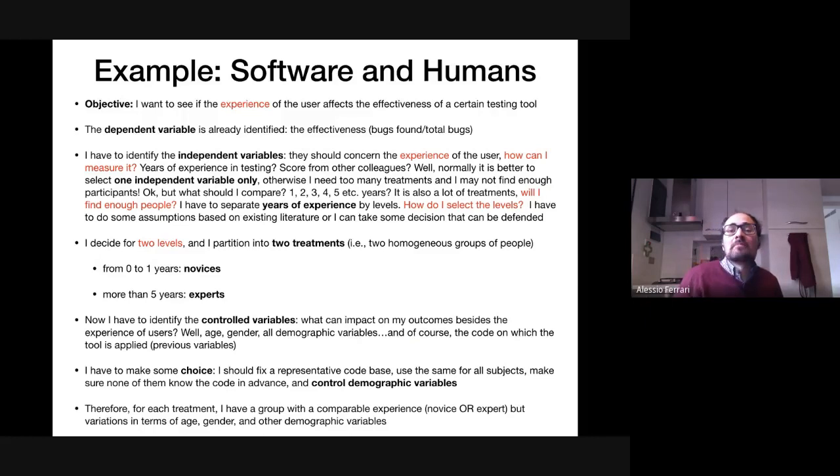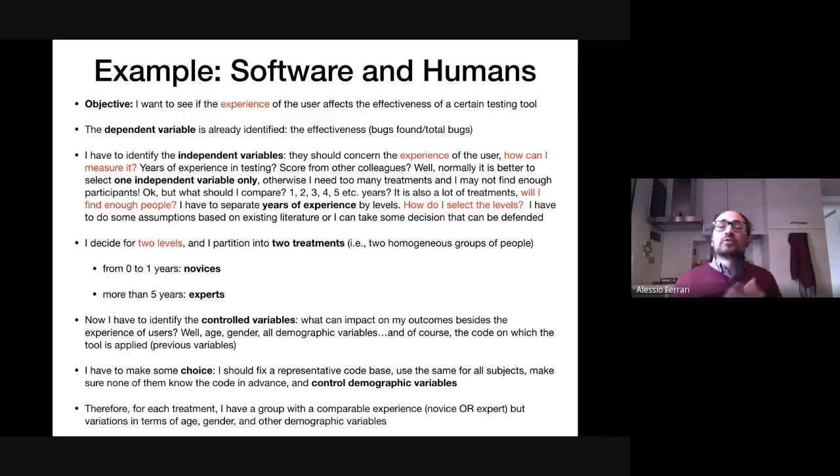So I have to find many people who have just 1 year, many people who have just 2 years, many people who have 3 years. And so it may be very complicated again as an experiment. So probably it's better to separate, to select some levels.